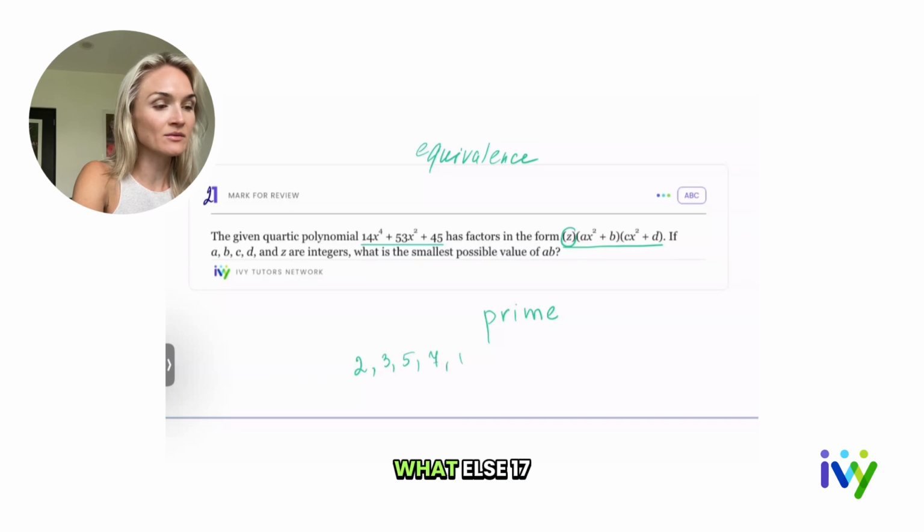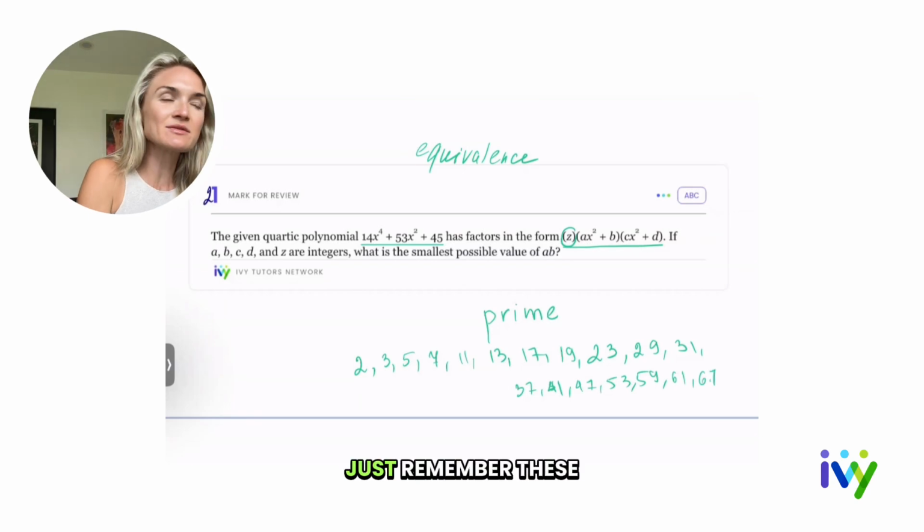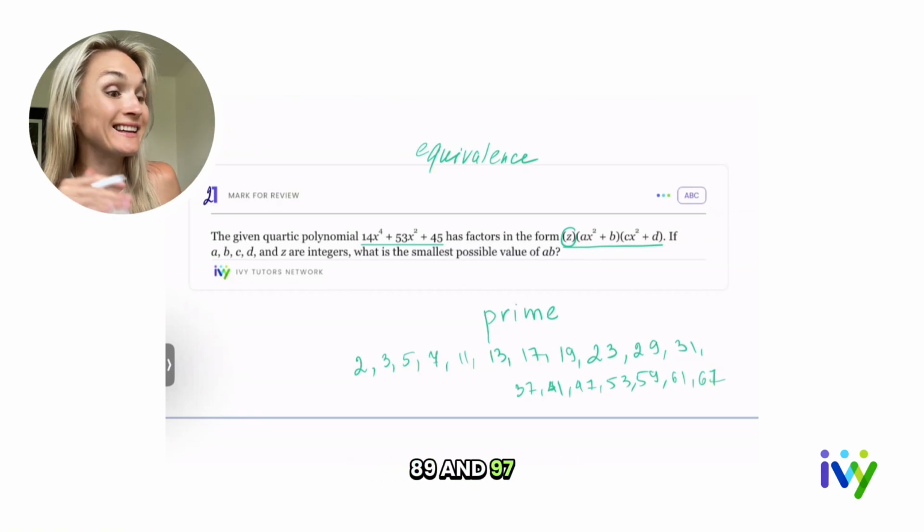11. What else? 13. 17. Oh, yeah. 19. Then there's 23. Good job. Then 29. Then 31. 37. 41. 47. 53. 59. 61, 67. I would just remember these. Obviously, there's 71, 73, 79, 83, 89, and 97.